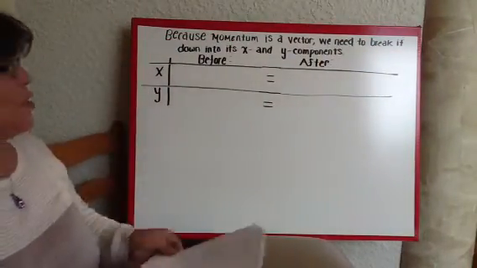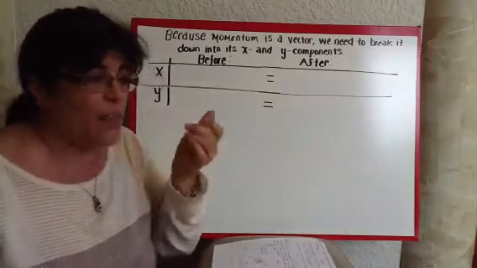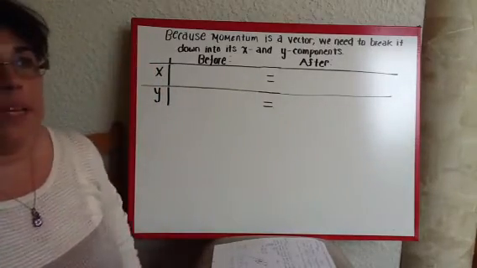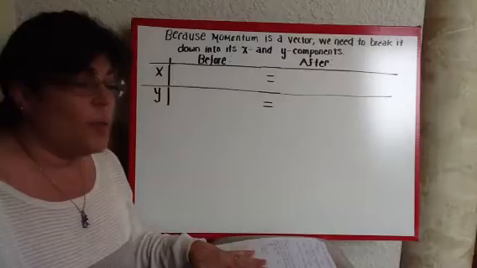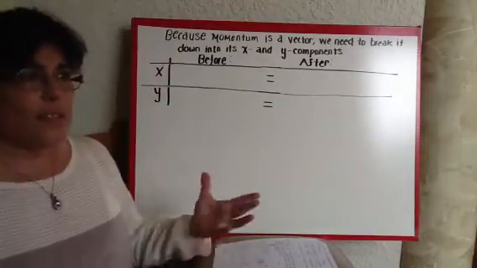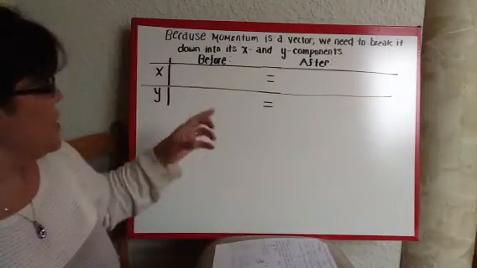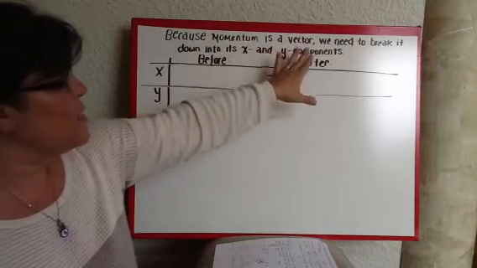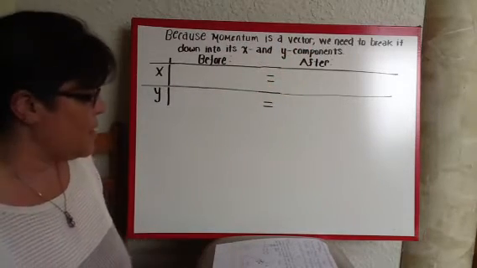Okay, so what we're going to do is set up a table. This is just a way that I have found makes it easier, just like when we did the projectile motion. This doesn't necessarily have to be the way that you do this. But momentum is a vector, once again, so we have to break it down into its components.